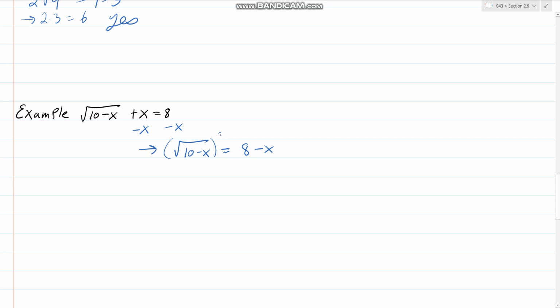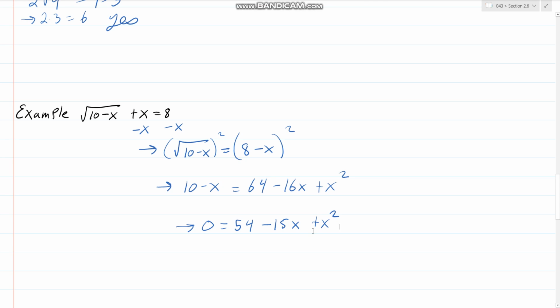Now I am going to square both sides. Okay, now by doing that, I found that 10 minus x equals, now remember this is a perfect square, 64 minus 16x plus x squared. Now I can solve for 0 by throwing everything to the one side, and then I can use the quadratic formula to solve. So I'll subtract 10 from both sides, and that's going to make 54. And then I have a minus x, so I'm going to add x to both sides.